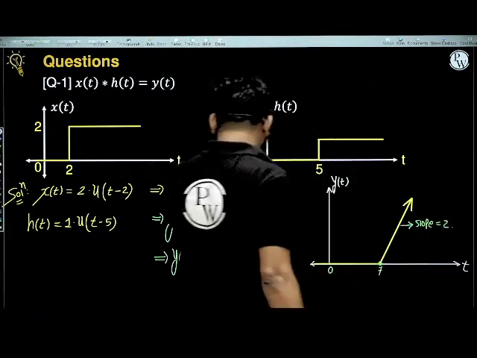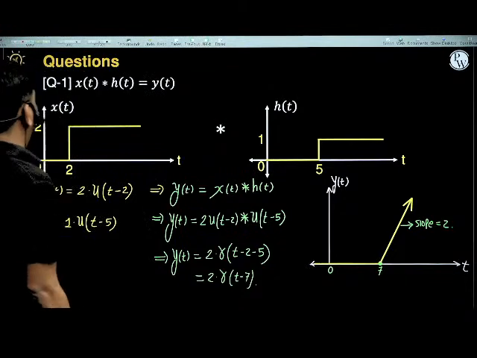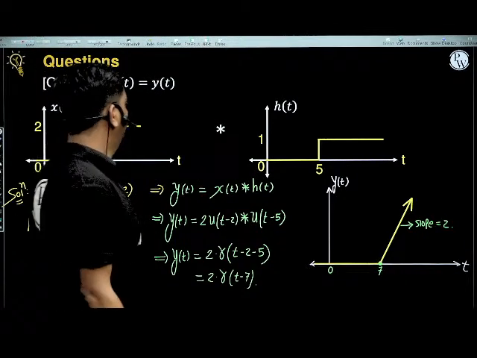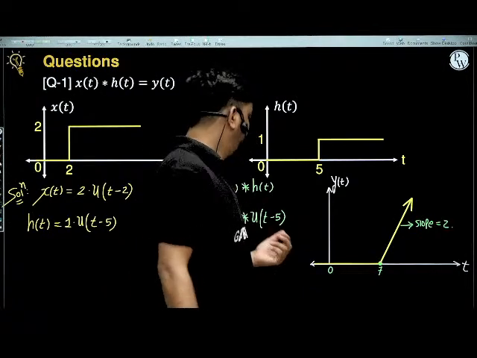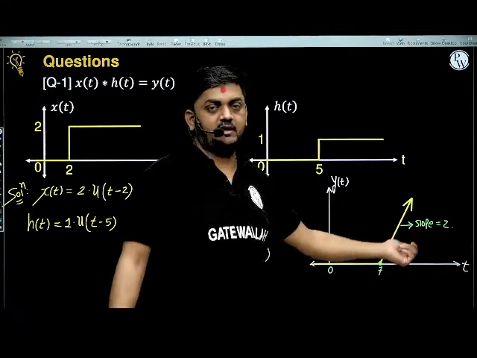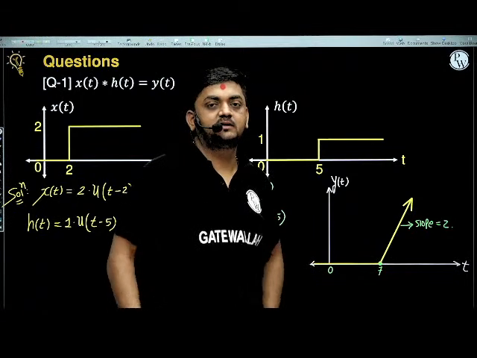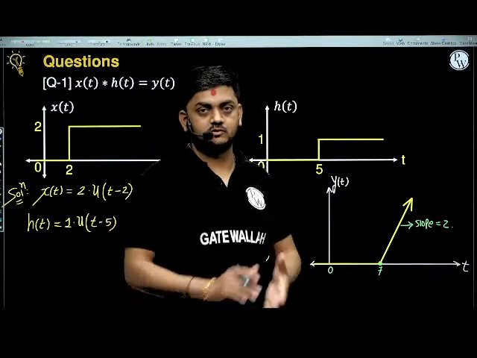Now they can make it a numerical answer type question also. So if x of t convolution h of t equal to y of t, then find the y of t value at t equal to 9, t equal to 5, at t equal to 10. In this way they can make numerical answer type questions also, guys.